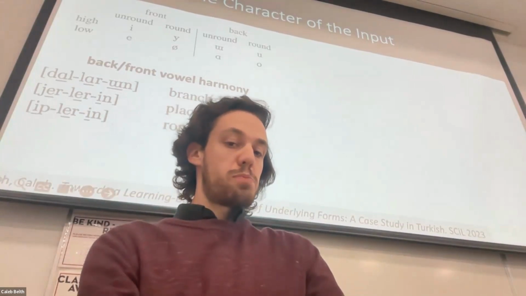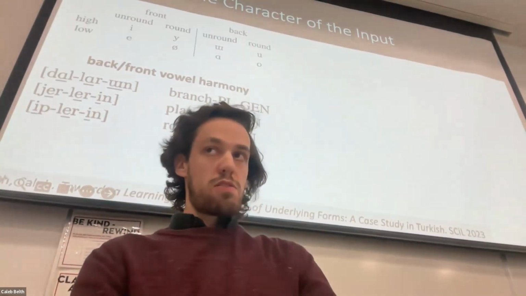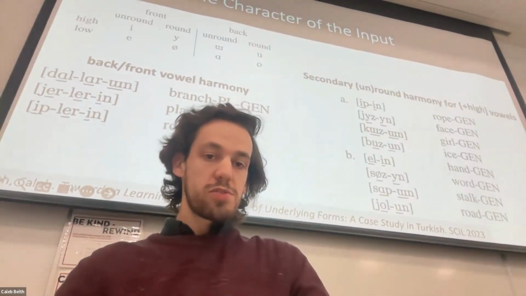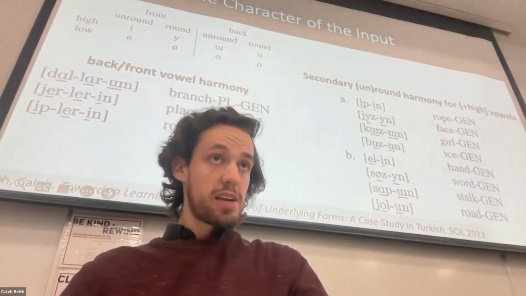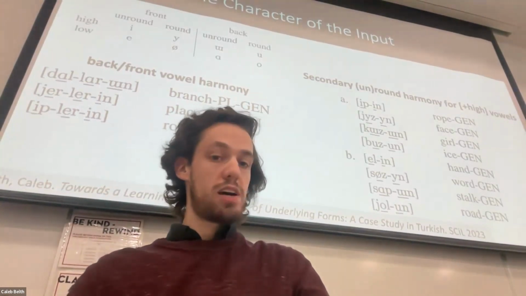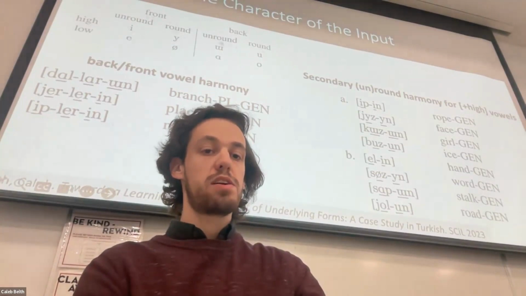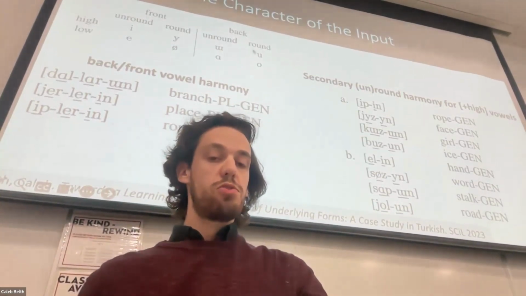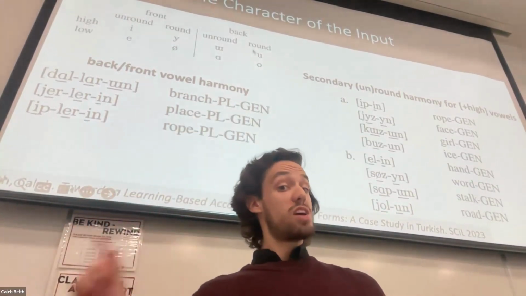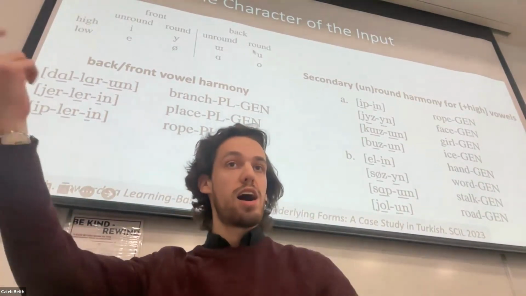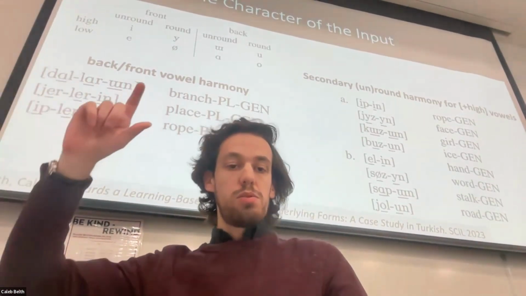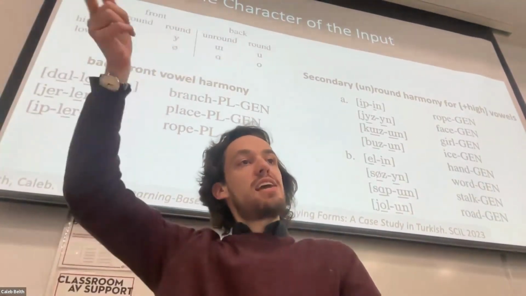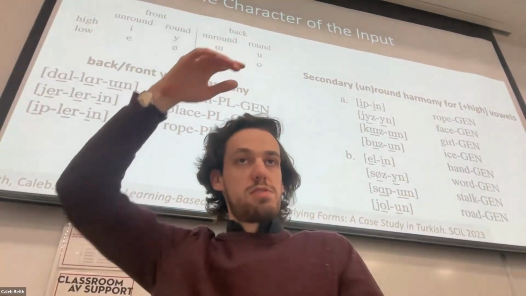So we see this, for example, with the plural suffix and the genitive suffix. There's also a secondary rounding harmony that only applies to high vowels, so the high vowels up here. And so that means that, for example, the genitive suffix, which has a high vowel in it, will match both the backness and the roundness of the vowel to its left.